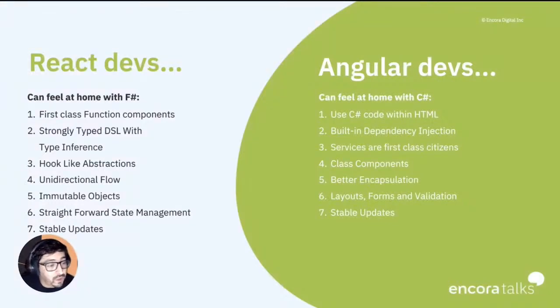There are also hook-like abstractions, unidirectional flow, and some immutability concepts that are slightly more prevalent in F# than in JavaScript or TypeScript.